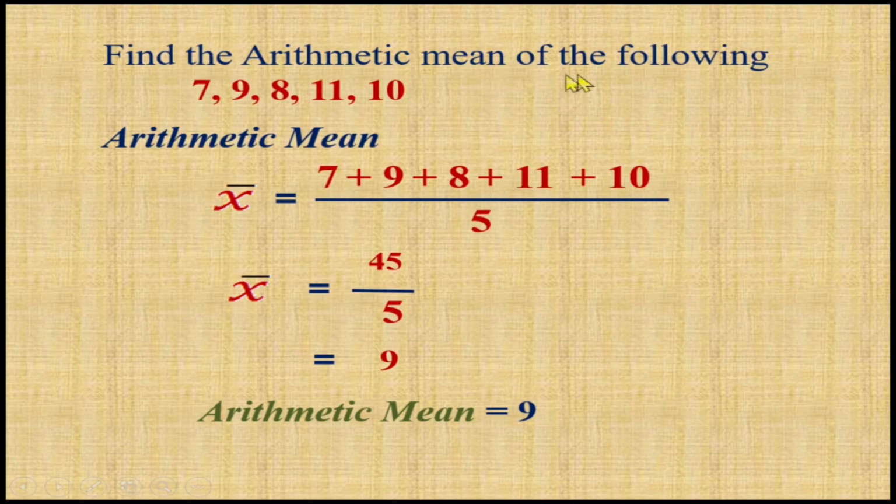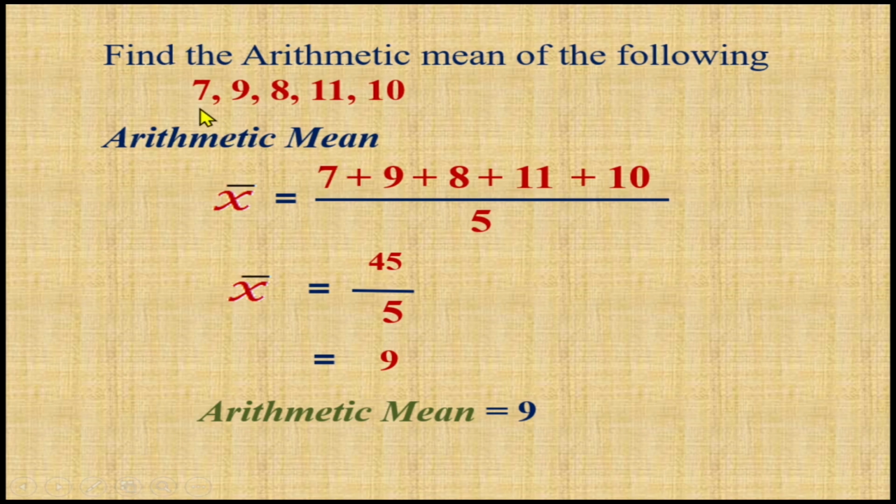Find the arithmetic mean of the following: 7, 9, 8, 11 and the last one is 10. So, as per the formula, arithmetic mean, this is the symbol used to represent the arithmetic mean, is the sum of observations by the number of observations.